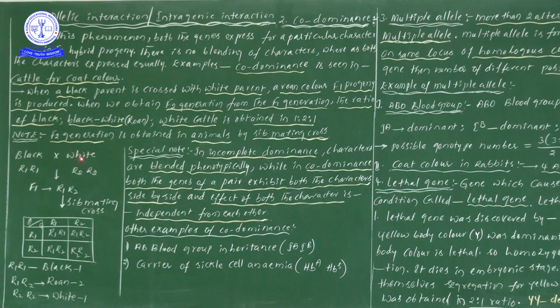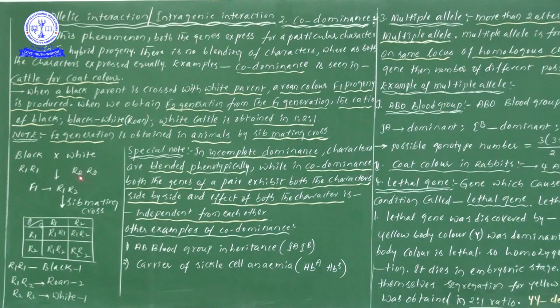First of all, we have taken a black parent and a white parent. Let us take the black parent as R1R1 and the white parent as R2R2. From a gametes point of view, R1 is one gamete and R2 is the other gamete. The combination of these two, R1R2, is the F1 generation. We have seen this so many times. Now for obtaining the F2 generation in animals, we take a sib mating cross.